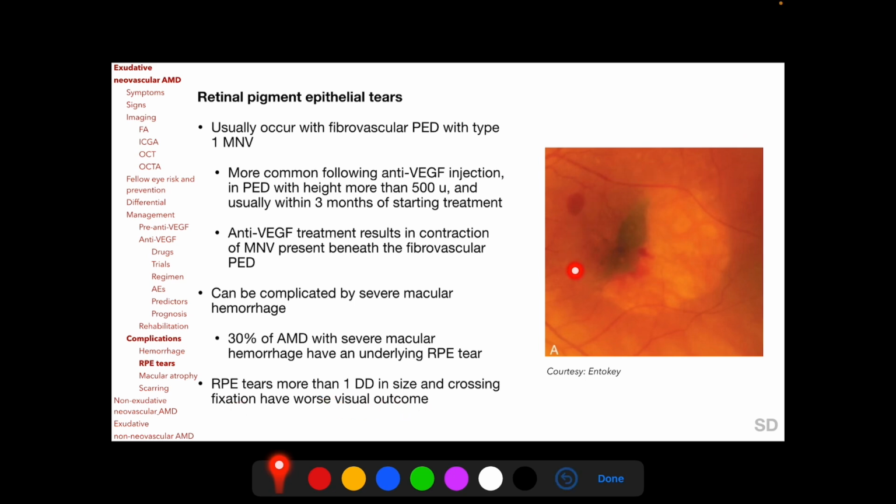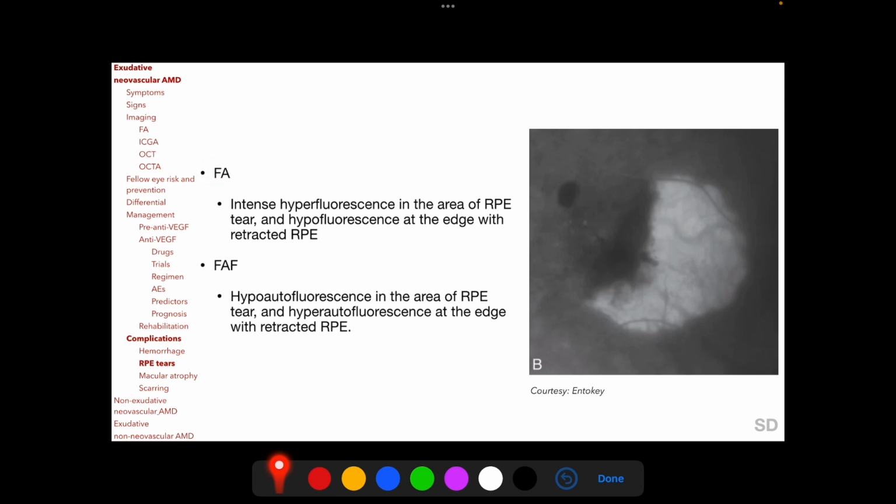This clinical photograph shows an RPE tear, with this being the tearing margin and the bare choroid being visible under the torn area, and this is the scrolled edge of the torn RPE. On fluorescein angiography, intense transmission hyperfluorescence is found from the bare choroid, and blocked choroidal hyperfluorescence is found in the region of scrolled up RPE.